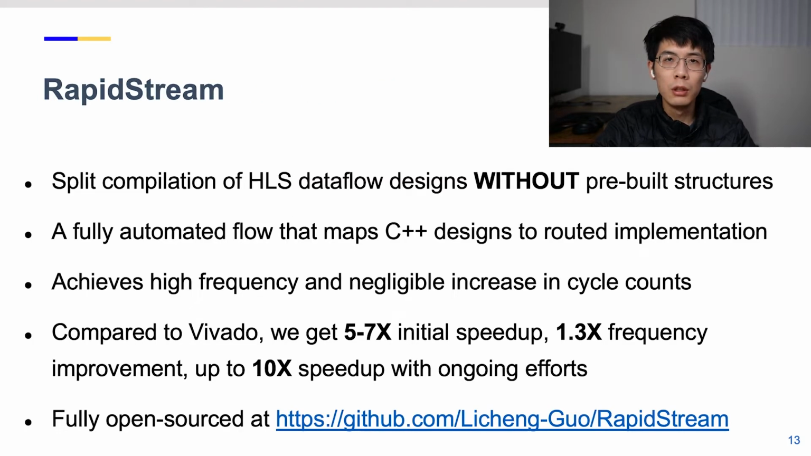To address this issue, we present RapidStream, a new methodology to enable split compilation of HLS dataflow designs. Compared to previous works, RapidStream completely gets rid of the pre-built structures. It is a fully automated flow from C++ to a high-frequency physical implementation. Compared to commercial tools, RapidStream achieves 5 to 7x initial speedup with up to 1.3 times frequency improvement. With our ongoing efforts, we prototype up to 10 times end-to-end speedup. We have fully open-sourced RapidStream on GitHub for the community.